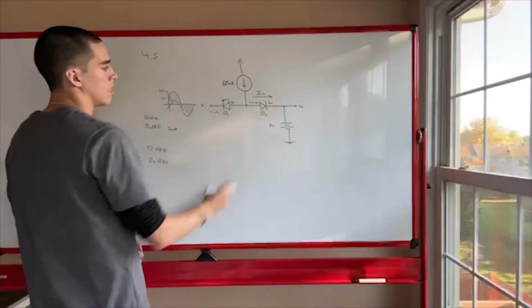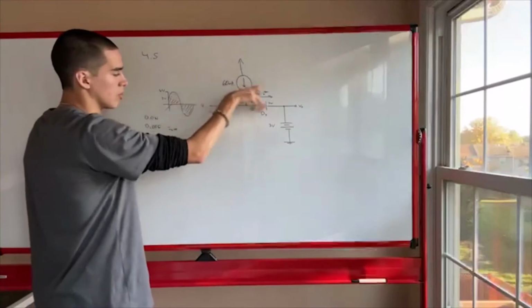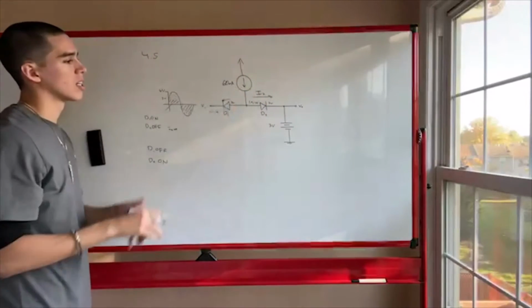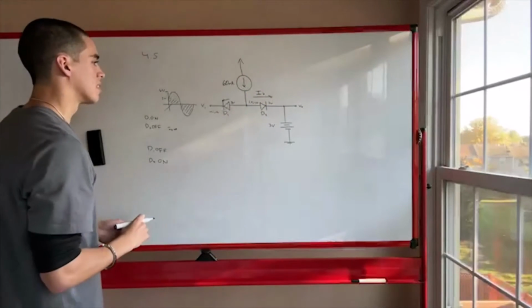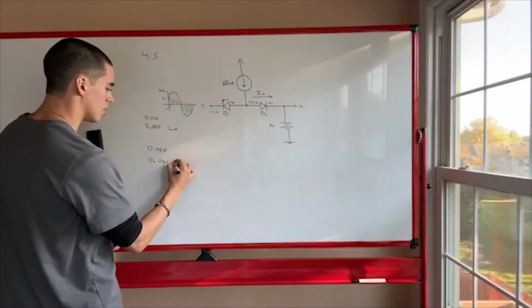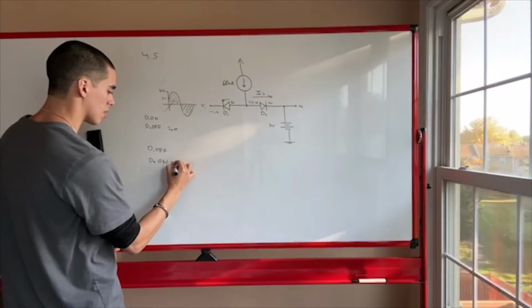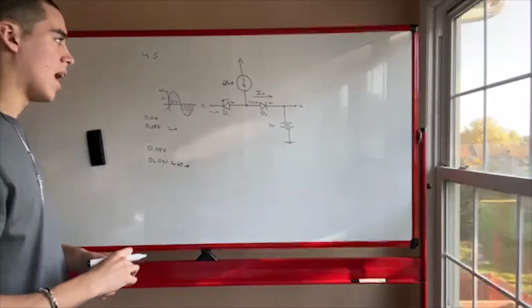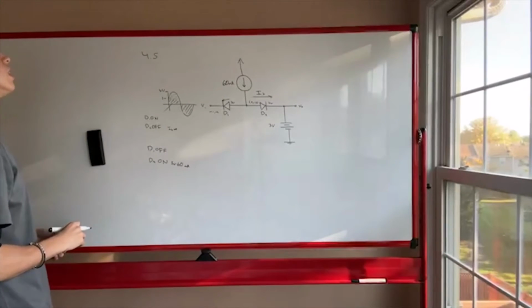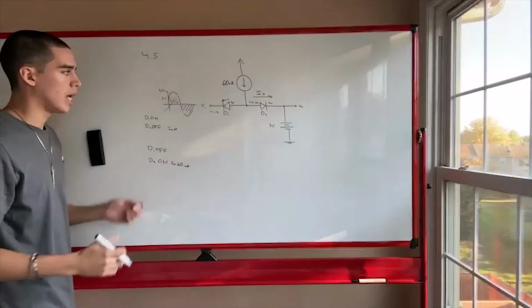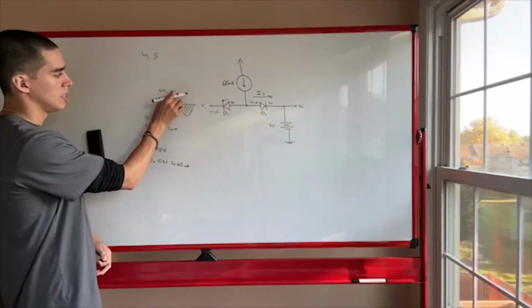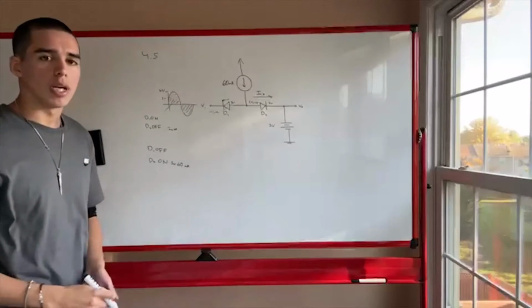So if this were on, this were off, and this current source here was conducting 60 milliamps, then IB would be 60 milliamps. So that's the peak value. What about its average value? We can do an average, you can just do an average.